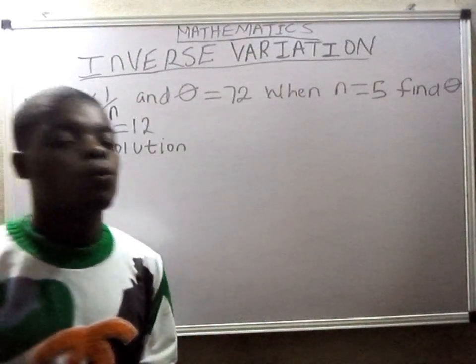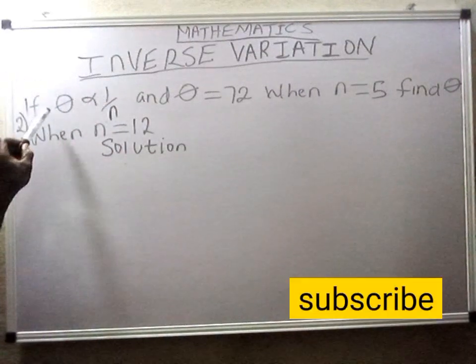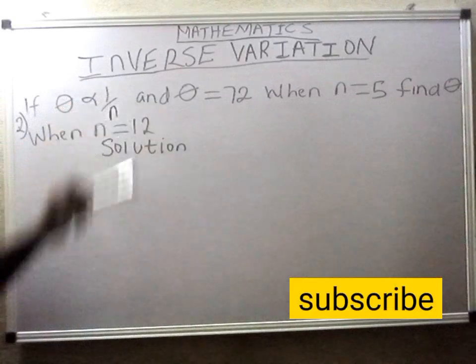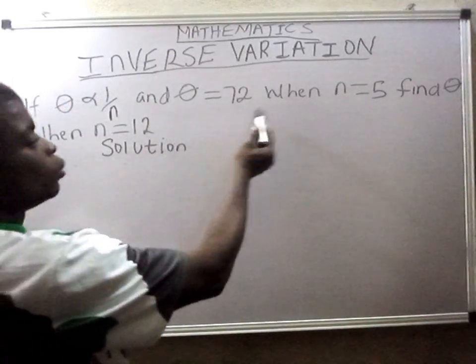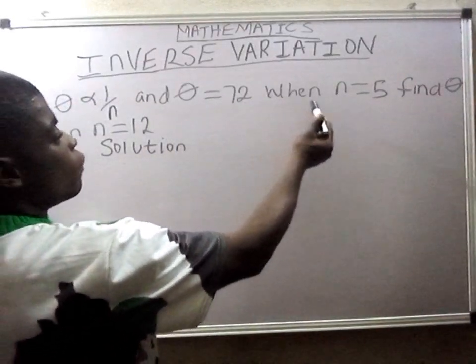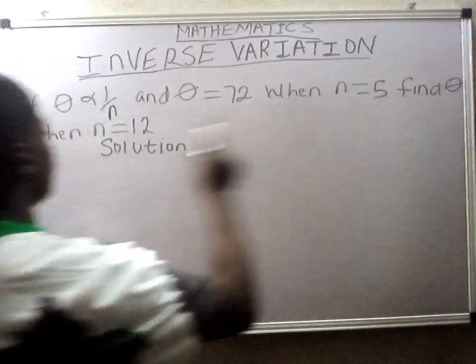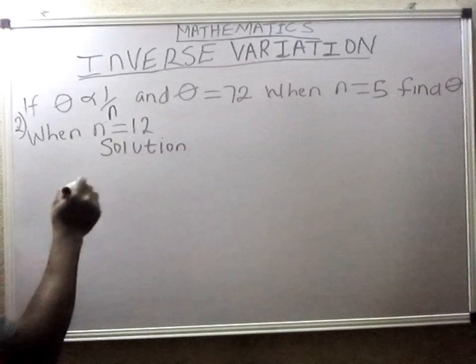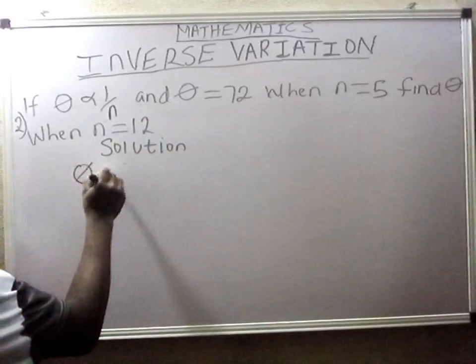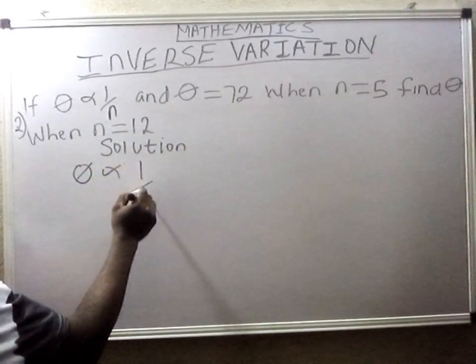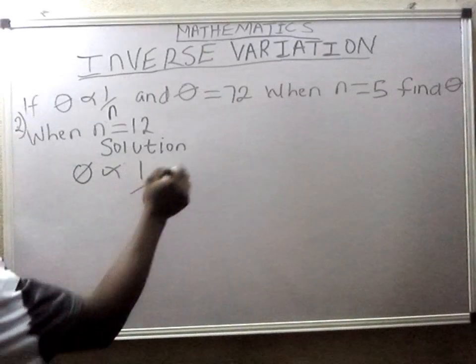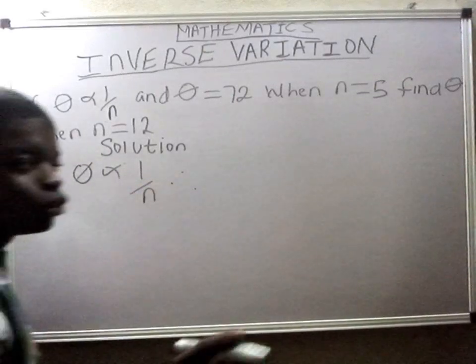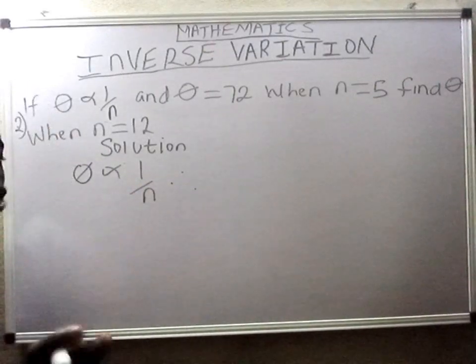So let's take question 2. This question 2, we're given that theta varies inversely with n, when theta equals 72 when n equals 5, find theta when n equals 12. So the first statement we're given is that theta varies inversely with n. Let's introduce a constant. Let's choose our constant to be g, letter g.